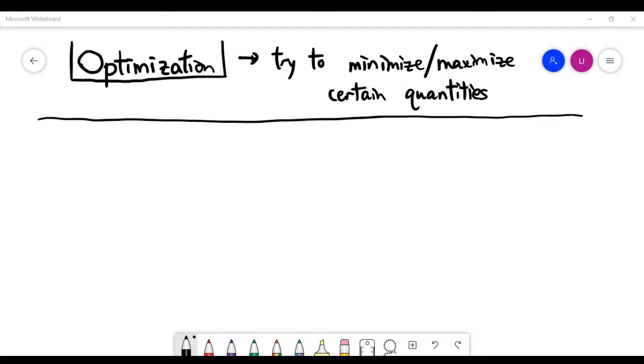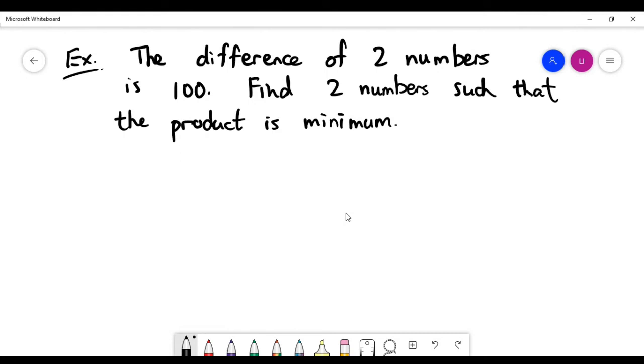So in this video, we'll look at the topic of optimization, and it is an application of differentiation. The key point here is that we try to minimize or maximize certain quantities depending on the situation in the problem, right? And let's look at a concrete example. So please look at the current problem.